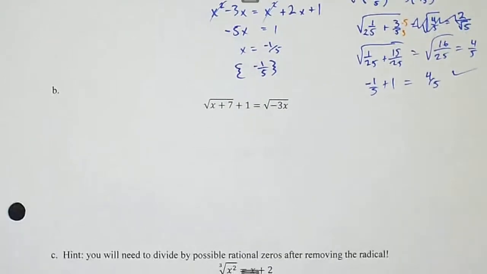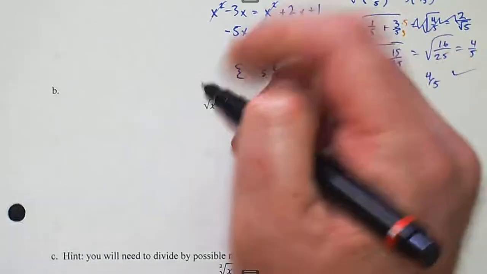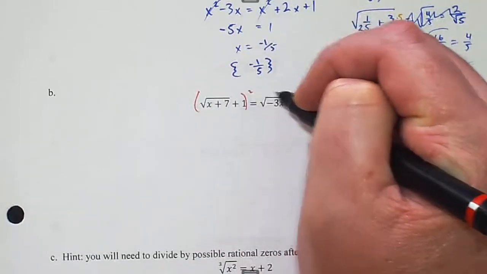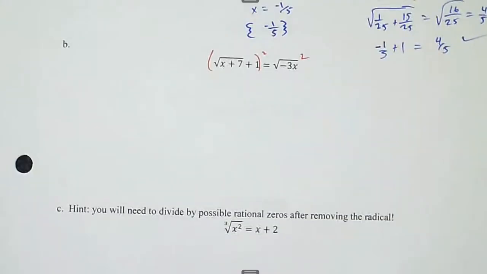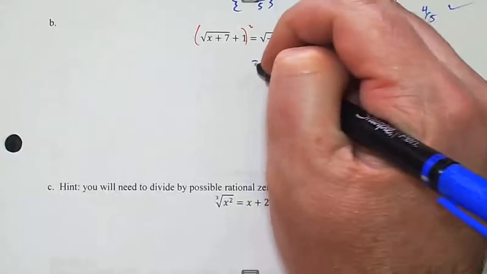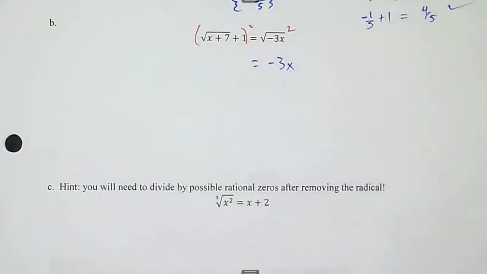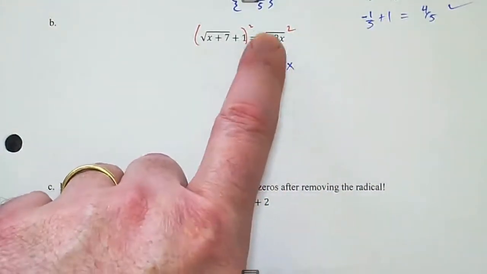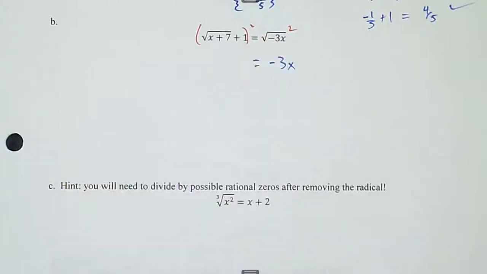I've got square roots on both sides. I can't really get any prettier than that. I need to just go ahead and square both sides right now. And when I do that, the right side's easy. It's just a negative 3x. The squaring doesn't get rid of the negative inside the radical. It just cancels the radical.